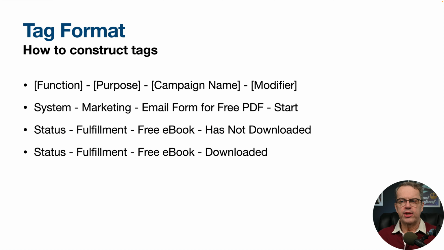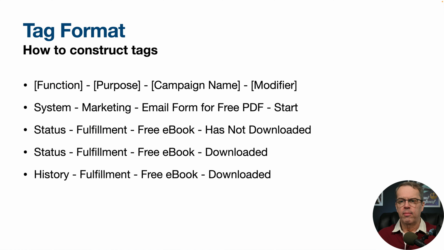Another example of a status tag. So this time it's fulfillment again, and they have downloaded. So I'm going to remove that has not downloaded. And at the end of the automation, I'm going to remove all of these status tags. But I'm going to add a history tag that they did download it. So if I look and I see someone that says has not downloaded, they don't have a history tag, they didn't get to the part where they actually fulfilled the delivery of that ebook. Give that a thought for a moment, and that's the purpose.